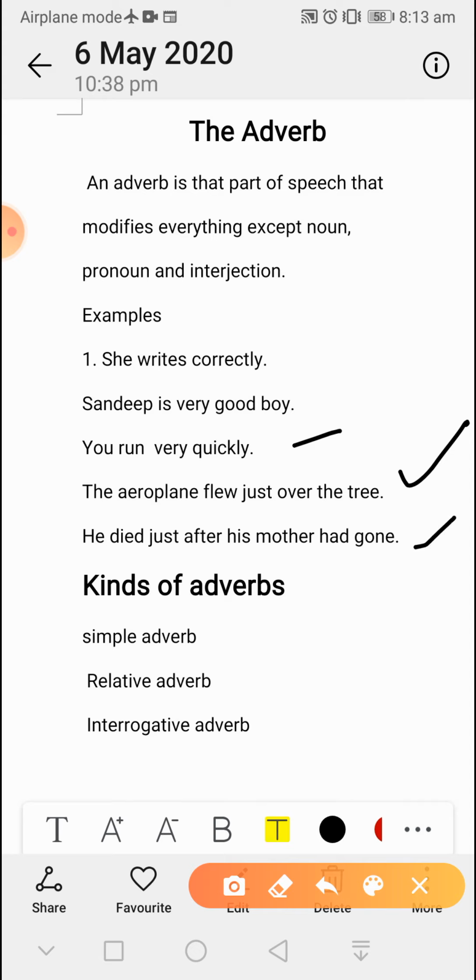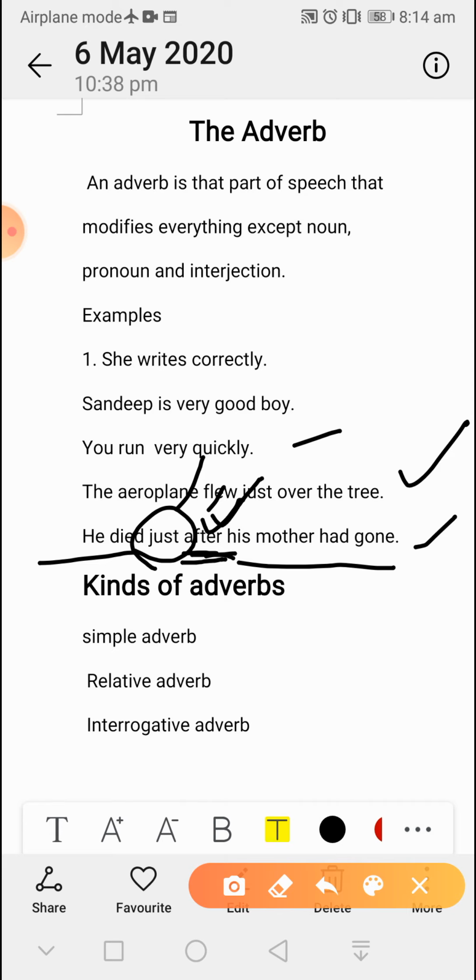Next sentence is: he died just after his mother had gone. See, after here is not a preposition. After here is a conjunction. Here this after is joining two sentences: he died and his mother had gone. These two sentences have been connected by this after. This is a conjunction, not a preposition, and just is a word describing after: just after. So this is an adverb which is describing a conjunction.